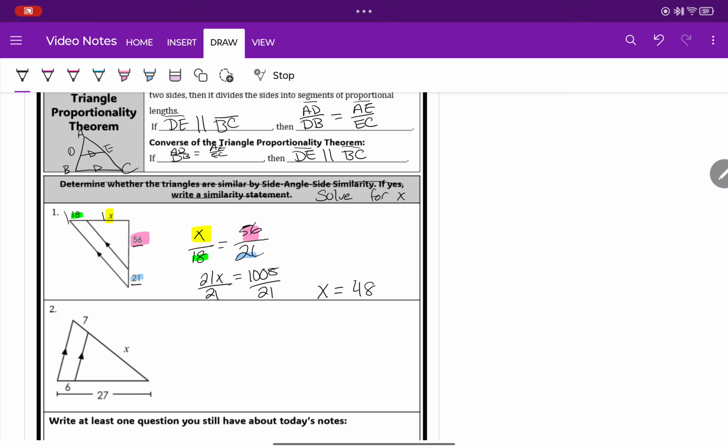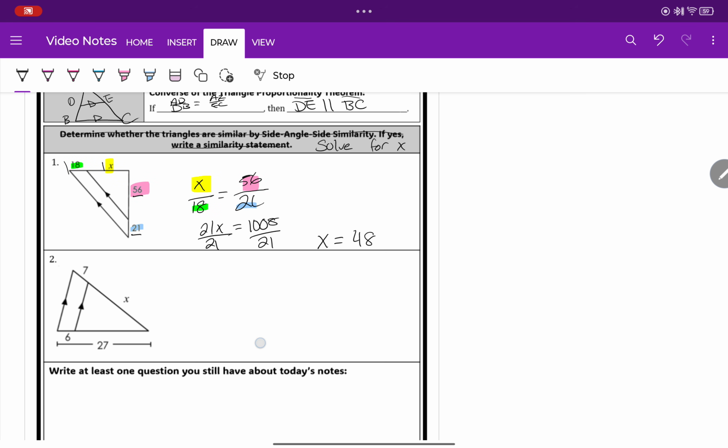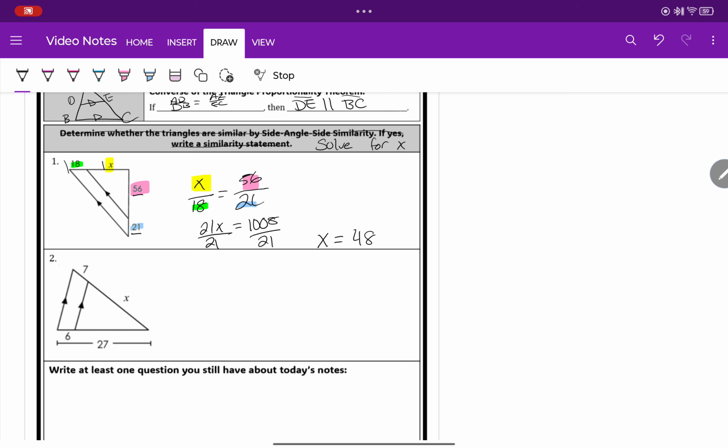So now, number 2, I have the entire distance for one of my sides being 27. And I know that part of that side is also 6, which means my missing value right here is 21, because 6 plus 21 is going to give me 27. So I'm going to go ahead and set up my proportions again.